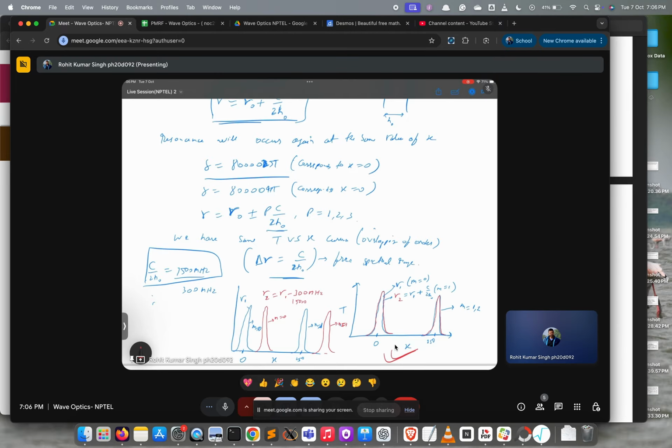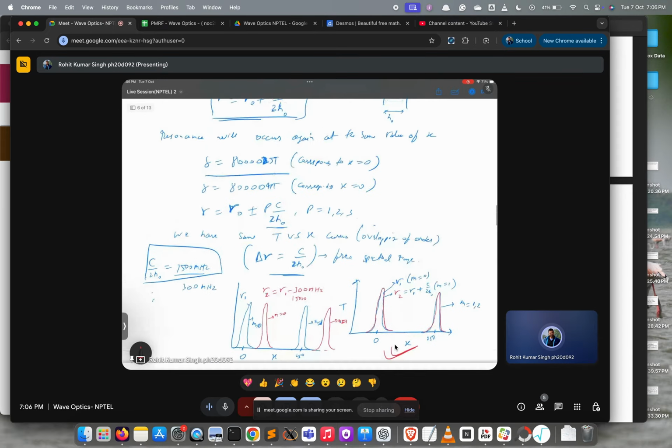Okay, so now if you have two frequencies of light in your incident wavelength and they are separated by a magnitude less than c by 2h naught, then they can be resolved separately. Okay, you will see two peaks instead of one peak.